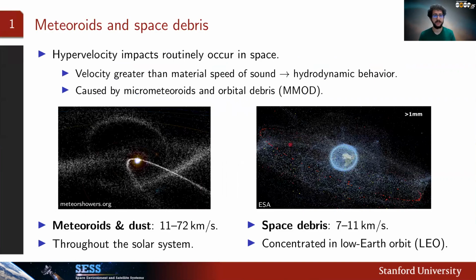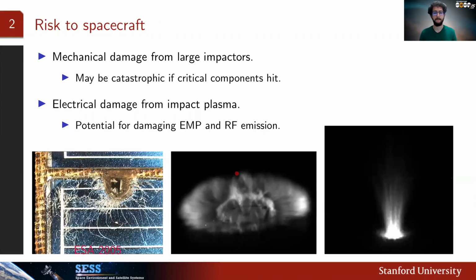Hypervelocity impacts routinely occur in space due to meteoroids and orbital debris impacting spacecraft and small solar system bodies. These impacts occur at velocities between a few and tens of kilometers per second and are termed hypervelocity because they occur at speeds greater than the speeds of sound in the materials, resulting in hydrodynamic behavior.